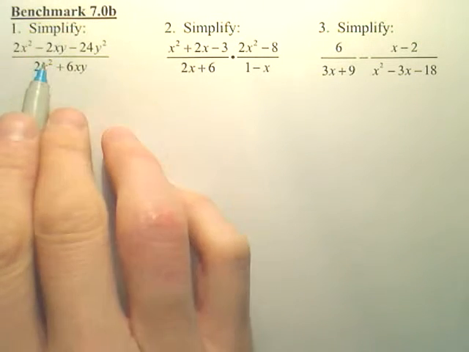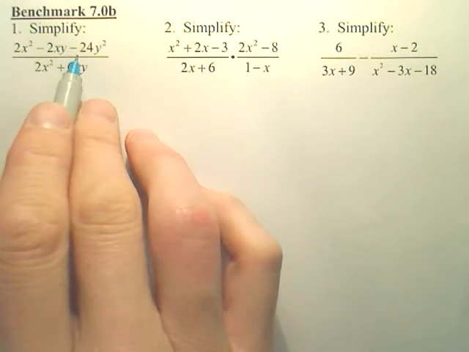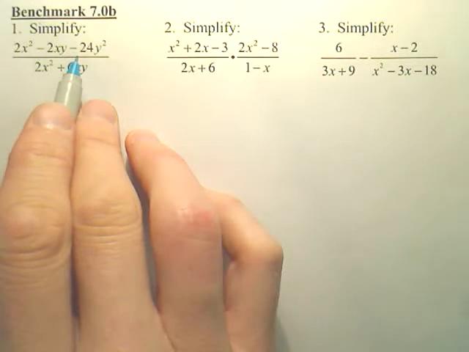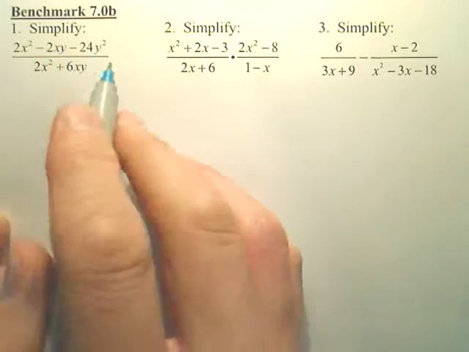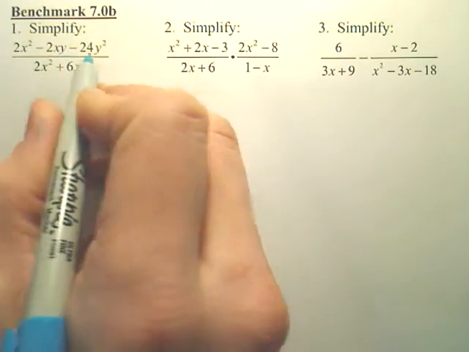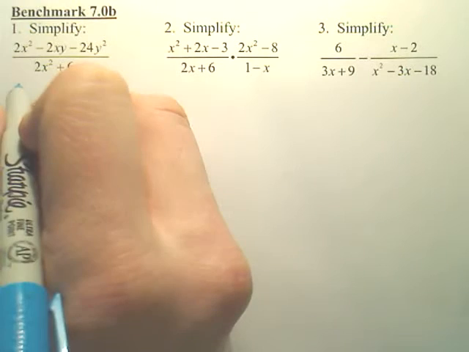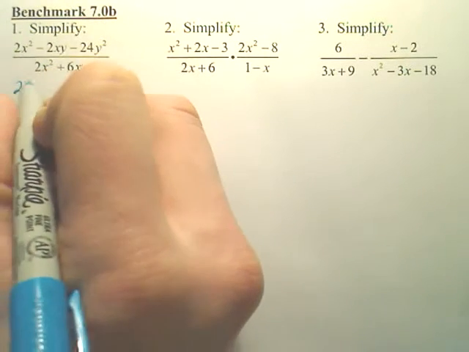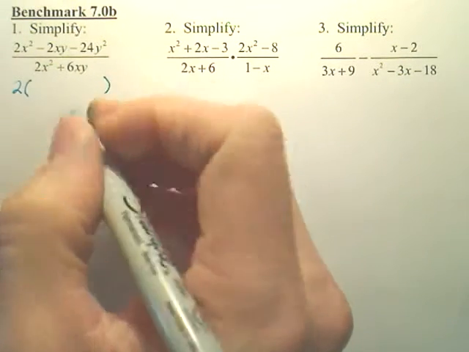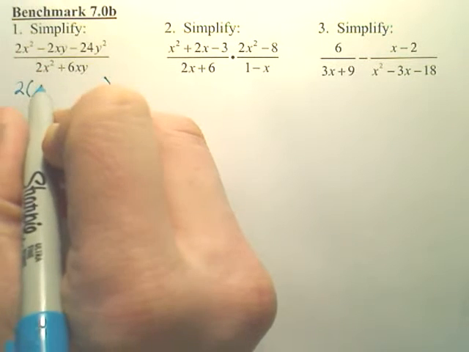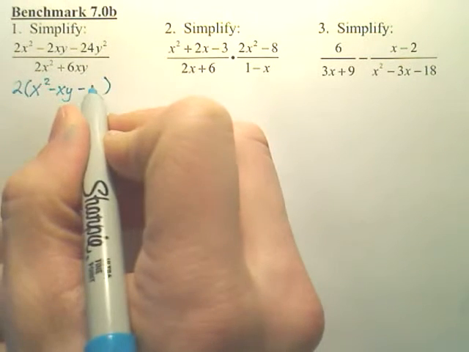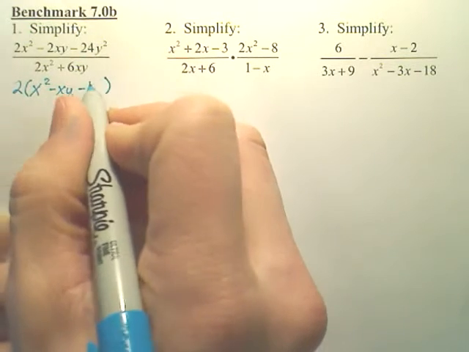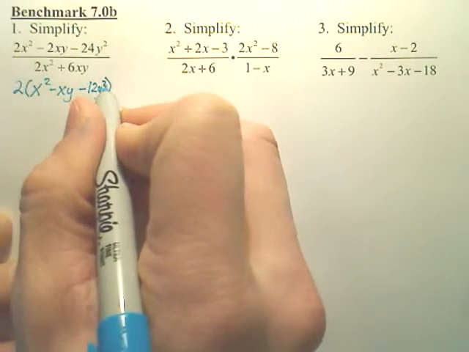Number one, if we're going to simplify this, the first thing you want to do is factor top and bottom and then try to cancel something. The first step in factoring is always pulling out greatest common factors. So if I look at the top, I notice I have a 2 I could pull out. That leaves me x squared minus xy minus, when I pull 2 out of this, it gives you 12 y squared.